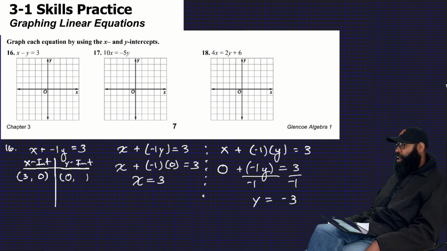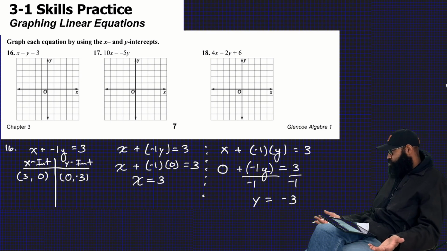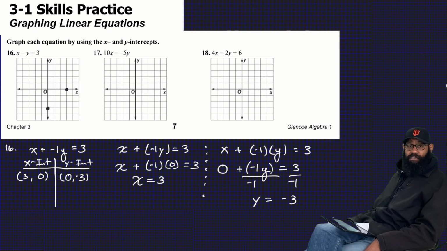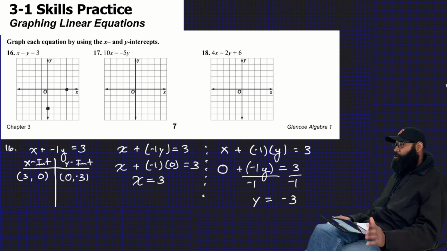Here we go. X plus -1 y is equal to 3. I'm gonna go ahead and plug in, showing my work here. Most of you do know anything times 0 is 0, but you're here because you needed some help, so I'm gonna slow down and make sure you get that help. X is equal to 3, because 0 times -1 is 0. So I got my first one, 3, 0. Go to my next one.